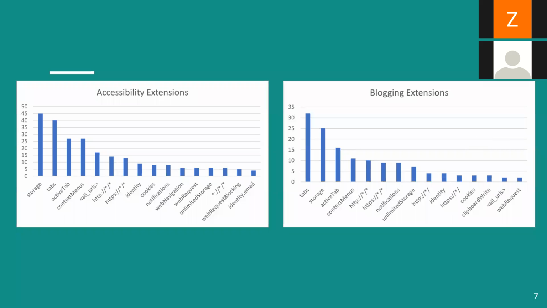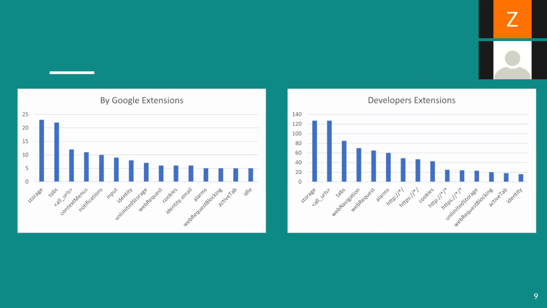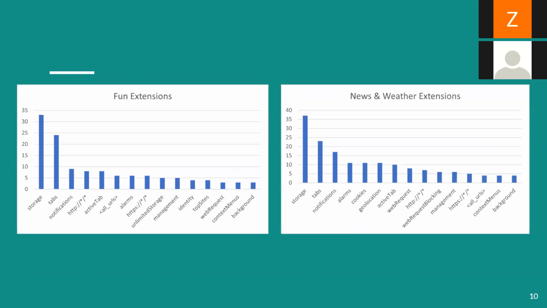Because we wanted to ensure that the data was not heavily skewed by one category, we conducted the same analysis on the 12 extension groups that Google had already delineated. For 10 out of the 12 sections, the permissions generally matched with our collective preliminary analysis. Here, accessibility and blogging were closely matched. As we move forward, the storage and tabs permissions remain the most used, while the all URLs permission becomes more prevalent.